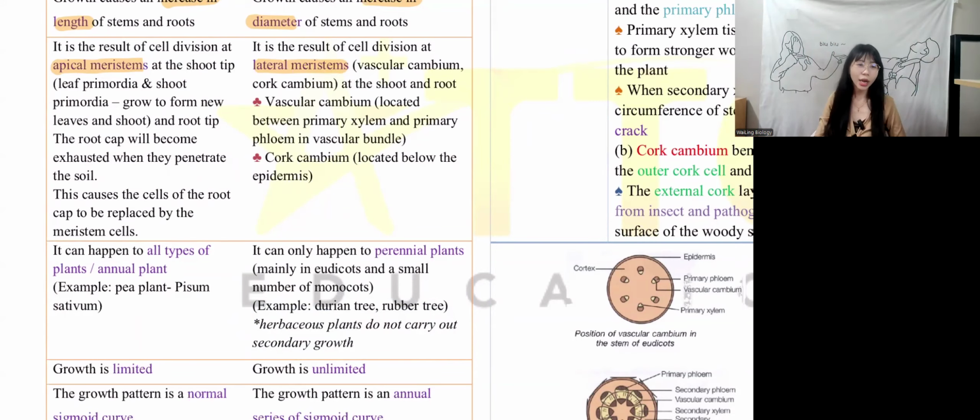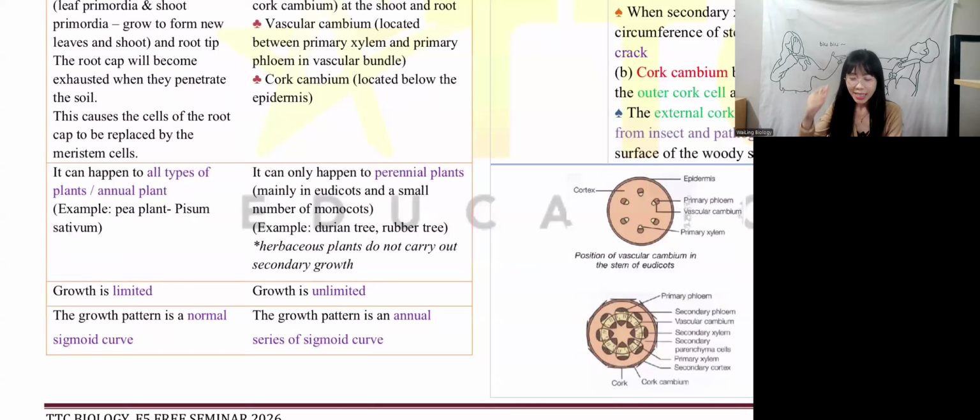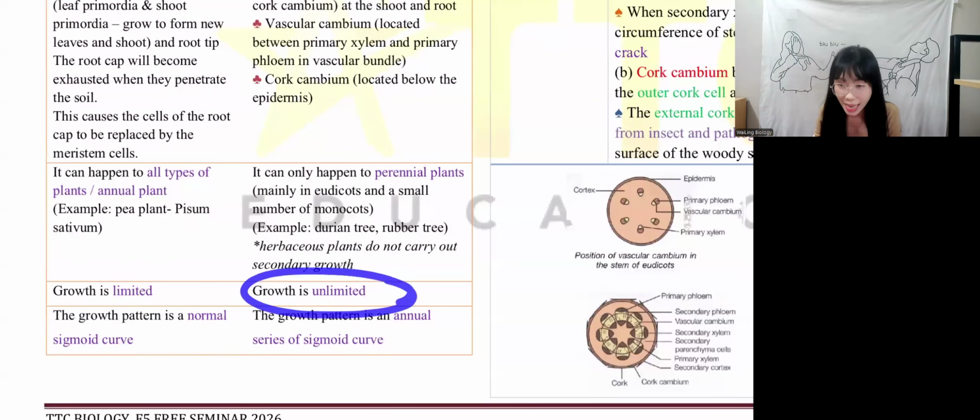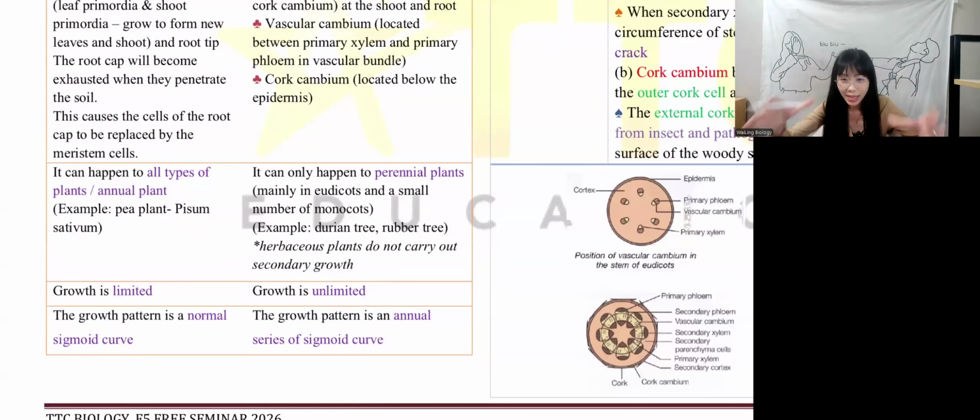Next, the growth is limited for primary growth. Secondary growth is unlimited. What does limited mean? It means growing tall and growing deep has a limitation for plants. The plants cannot reach the sky. Like humans, no matter how tall you are, you cannot reach the sky because there's a limitation. Secondary growth is unlimited. They can increase in diameter however they want. So that's why some plants are over 100 years old, maybe near 500 or 600 years old, because growing in diameter is unlimited.